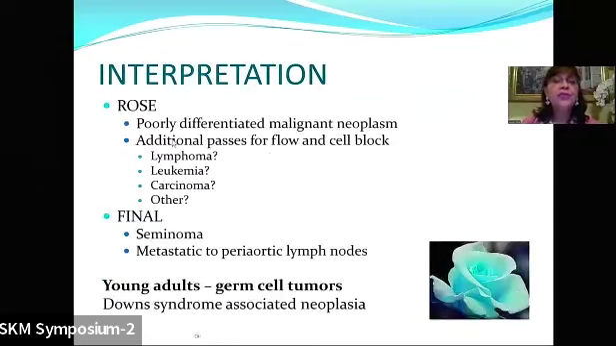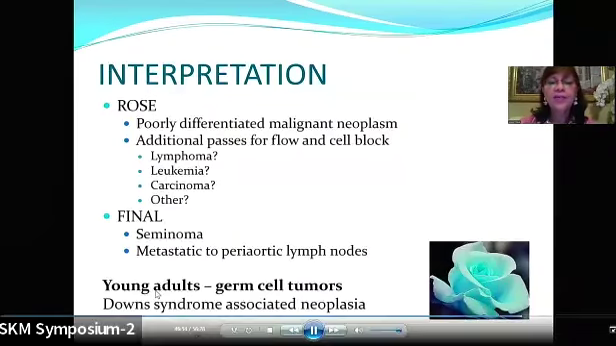So our interpretation was poorly differentiated malignant neoplasm. They were really thinking it was lymphoma or leukemia, but the final was seminoma, which was metastatic to the periaortic lymph nodes. Because remember, the gonadal blood supply and lymphatic drainage: the gonads embryologically arise higher up and they descend in the body. So the first nodes to be involved in metastases would be the periaortic lymph nodes. The take-home message: in young adults, always think about germ cell tumors, and also Down syndrome.